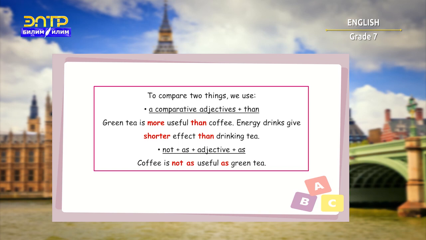Let's repeat the simple rules of comparative adjectives. To compare 2 things, we use a comparative adjective plus than. For example, green tea is more useful than coffee. Energy drinks give a shorter effect than drinking tea. And the second one: not plus as plus adjective plus as. For example, coffee is not as useful as green tea.